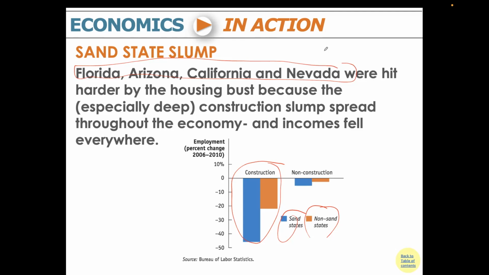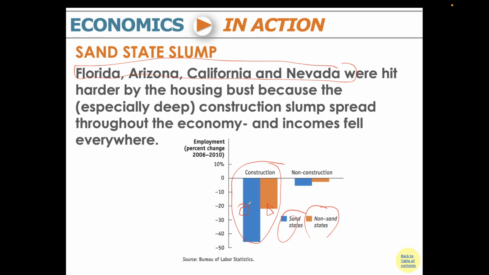Just imagine you have money. You want to have a vacation house, or a retirement home, or an investment property. You're probably more likely to go to those Sun Belt states, right? Now, if there's a housing market collapse, this market is going to collapse faster. So that explains why in the Sun Belt states, the employment decline is much sharper compared to non-Sun Belt states, right?